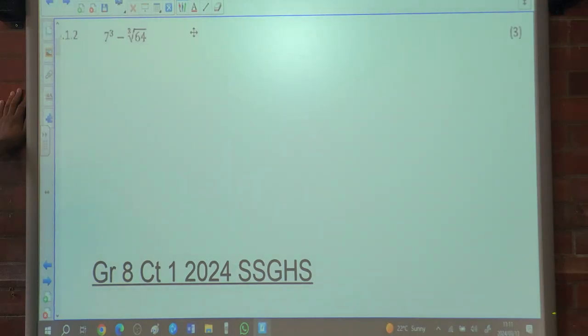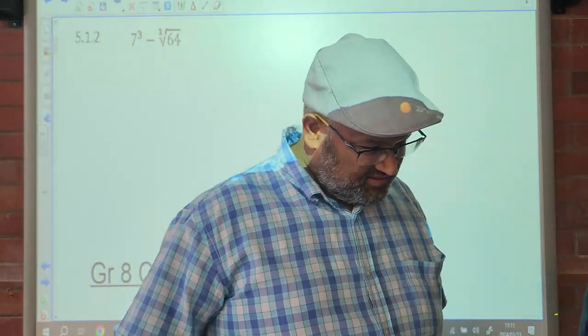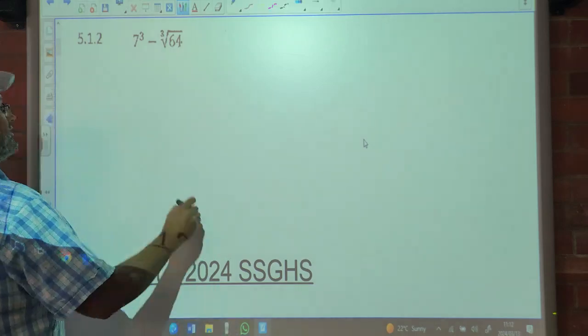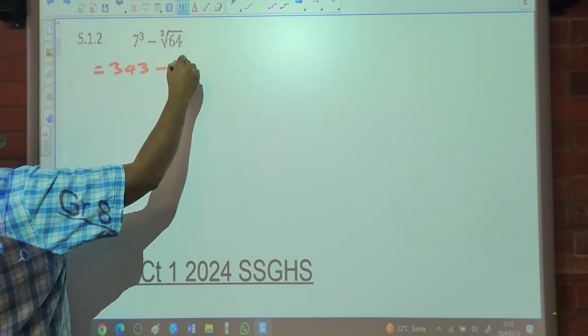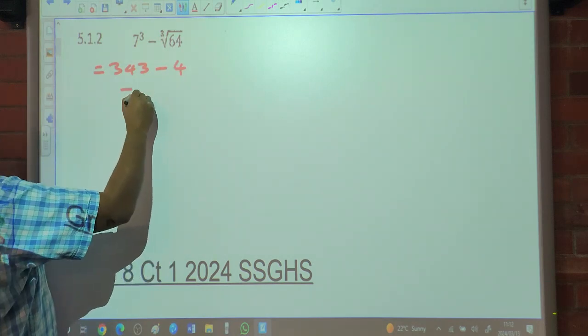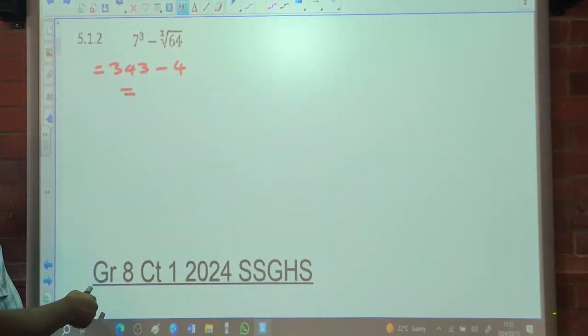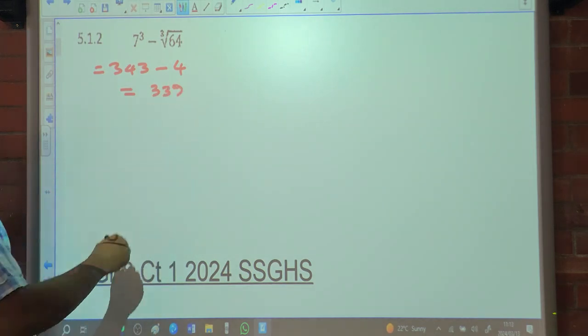What is 7 cubed? It's going to be 7 times 7 times 7, which is 343. Is that correct? Cube root of 64, sorry? 4. That was 4 times 4 times 4 is 64. So 343 minus 4 is 339. Is that correct?